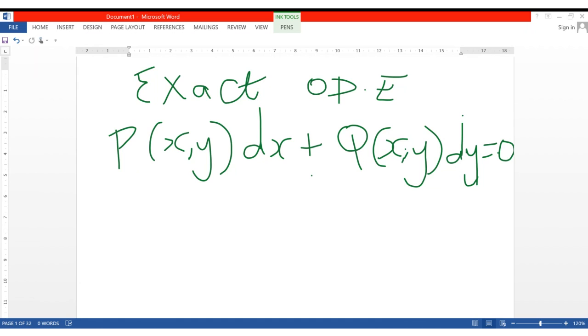So before I begin, maybe we do some recall. We do some recall on partial derivatives. We start on partial derivatives, and then we can proceed. Let's do a recall here.